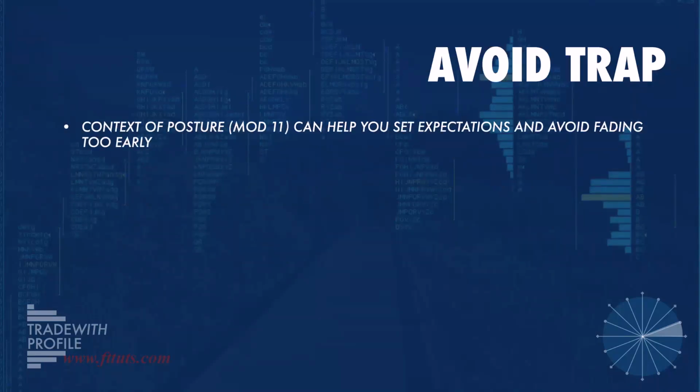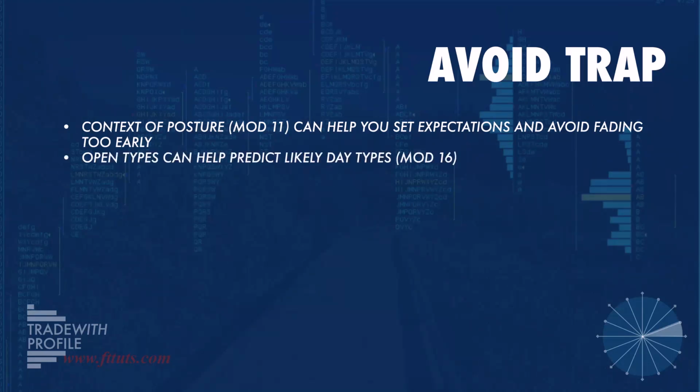You can avoid the trap by, one, knowing the context of the posture. Like if we started at a balanced posture and we've had 1 day of a move away from that, and now we're price above 5-day equal to the 20-day, that's not a scenario that's likely going to fade. So let that thing shift in posture before you really want to take some type of big fade to that. Also, open types can help predict likely day types. So lean on day types if you find them that go in the direction that you want to go.